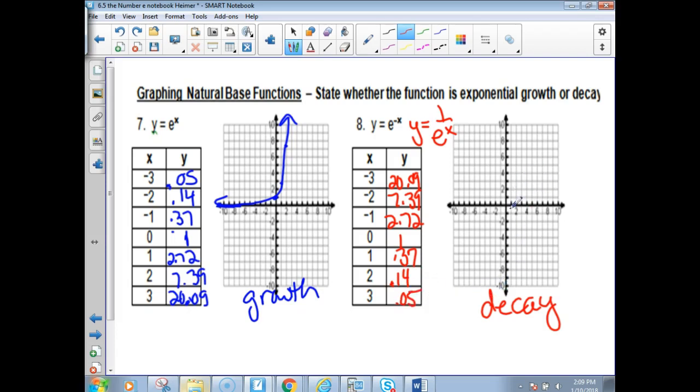Okay, so it's coming down. You still have a y-intercept of (0, 1), but now it's (-2, 7.39) and (0, 1), and then something else on the right. I don't care which one you want to do, but try to plot 3 points fairly accurately. And then it runs along the x-axis.